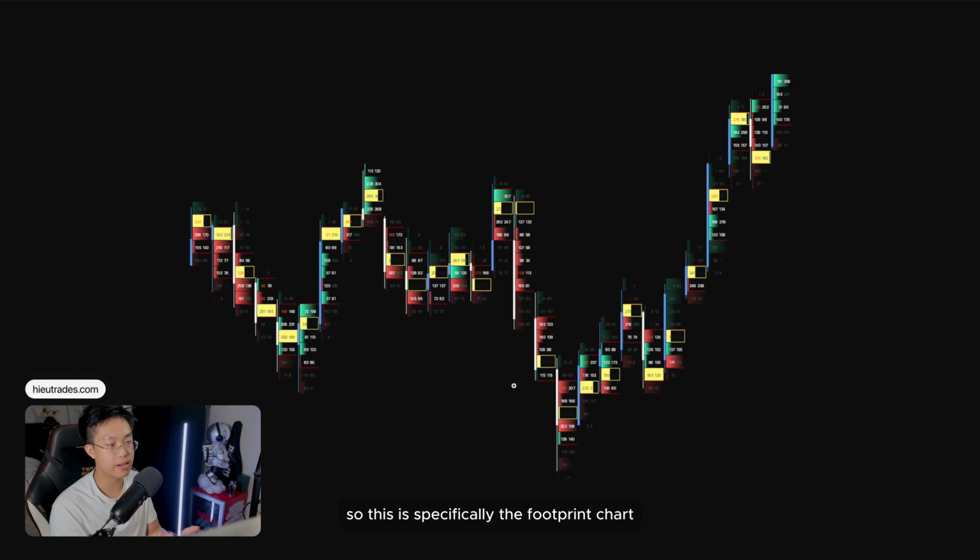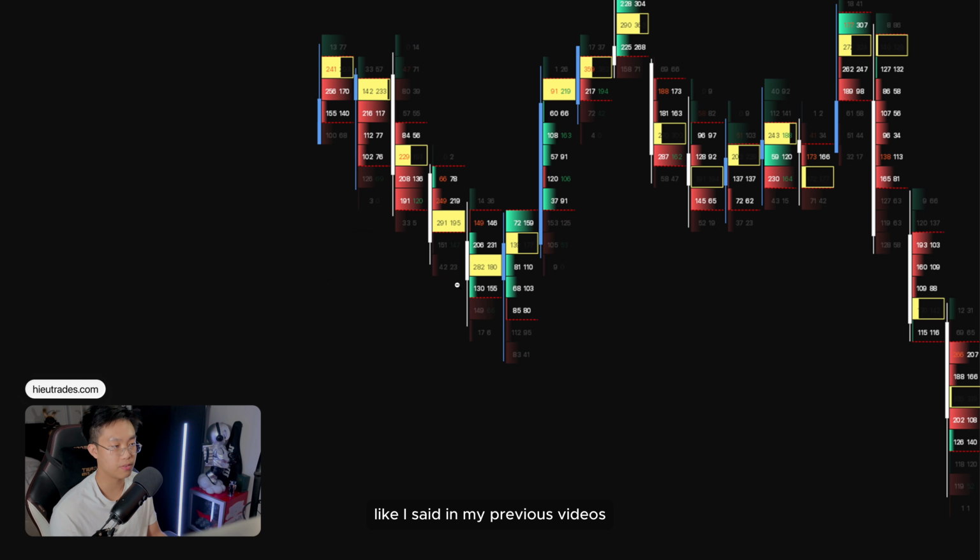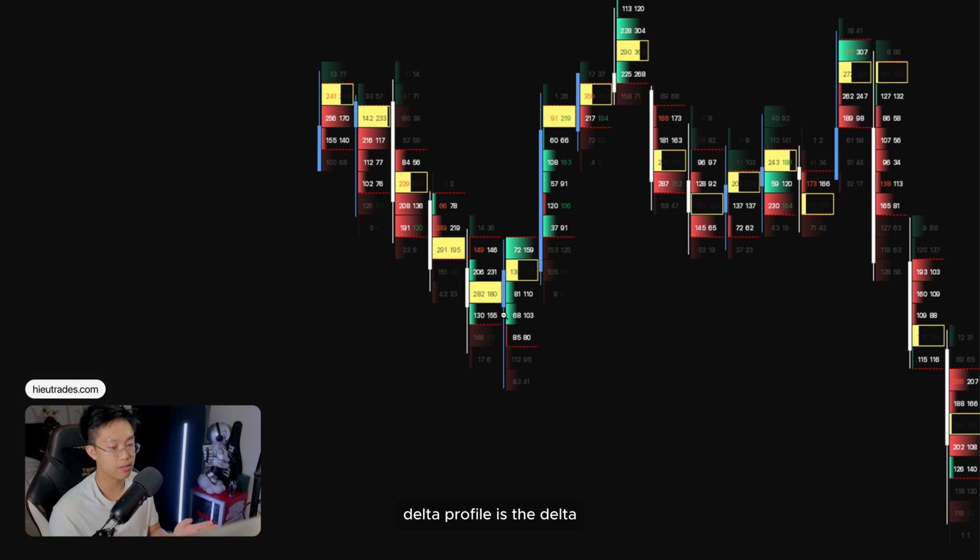No manipulation whatsoever. And this is the order flow chart. So this is specifically the footprint chart, and it's showing you the delta profile. Like I said in my previous videos, delta is the difference between aggressive buyers hitting the ask and aggressive sellers hitting the bid. The green color represents aggressive buyers dominating aggressive sellers, and the red colors represent aggressive sellers dominating aggressive buyers.